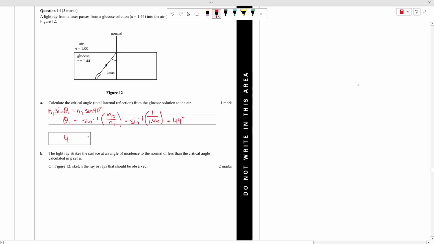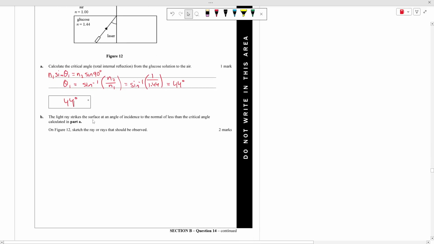Okay, so any angle of incidence greater than 44 degrees, so if this angle here is greater than 44 degrees, total internal reflection will occur. Okay. Part B, the light ray strikes the surface at an angle of incidence to the normal of less than the critical angle calculated in Part A. On figure 12, sketch the ray or rays that should be observed.